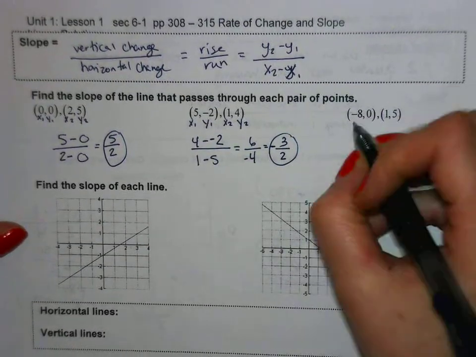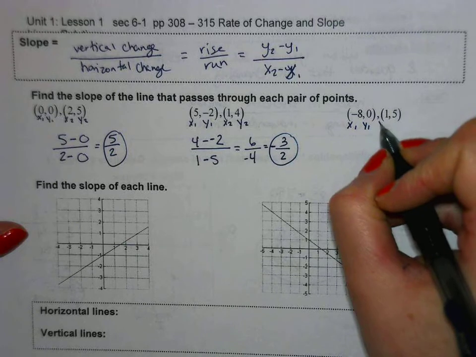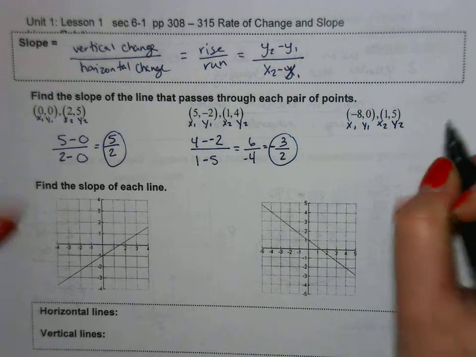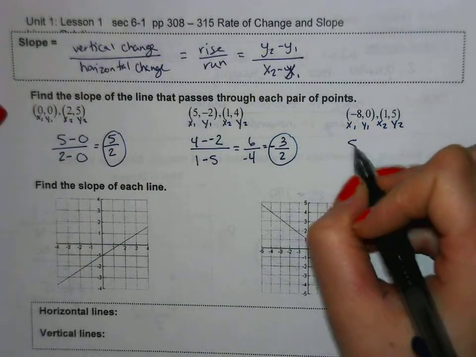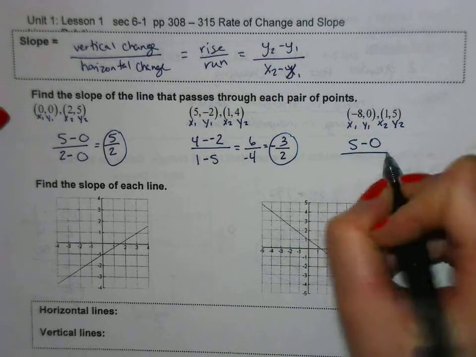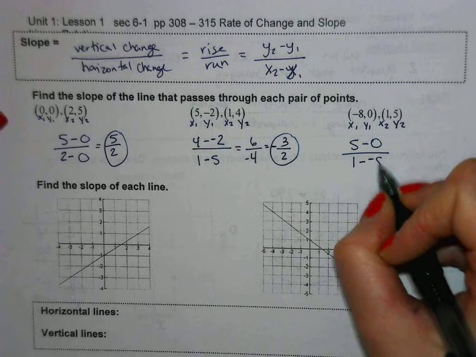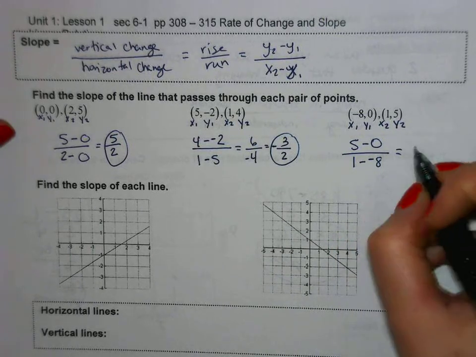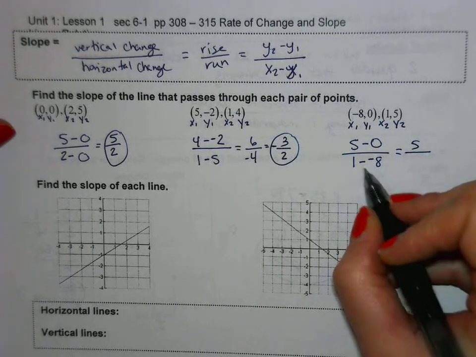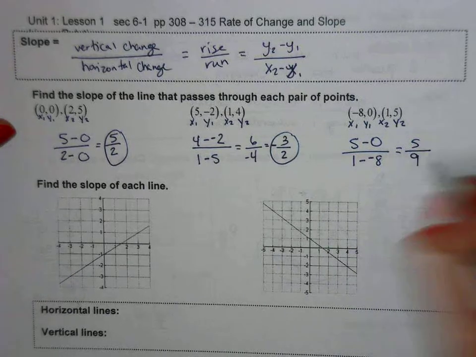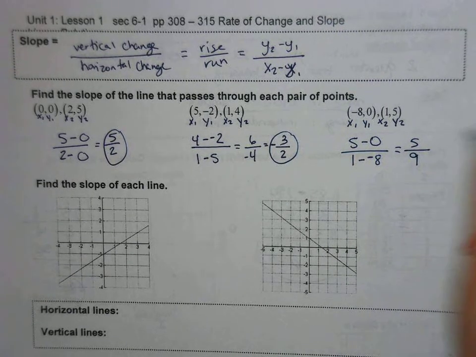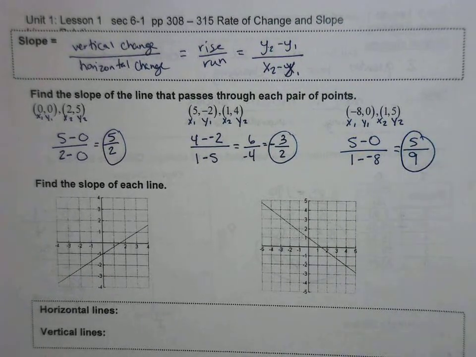So let's look at one more example. x1, y1, x2, y2. So our y2 is 5 minus our y1 of 0. x2 is 1 minus our x1, which is a negative 8. So 5 minus 0 is 5, divided by 1 minus negative 8, which is a positive 9. Nothing goes into both 5 and 9, so those are reduced. So we have a slope of 5/9.